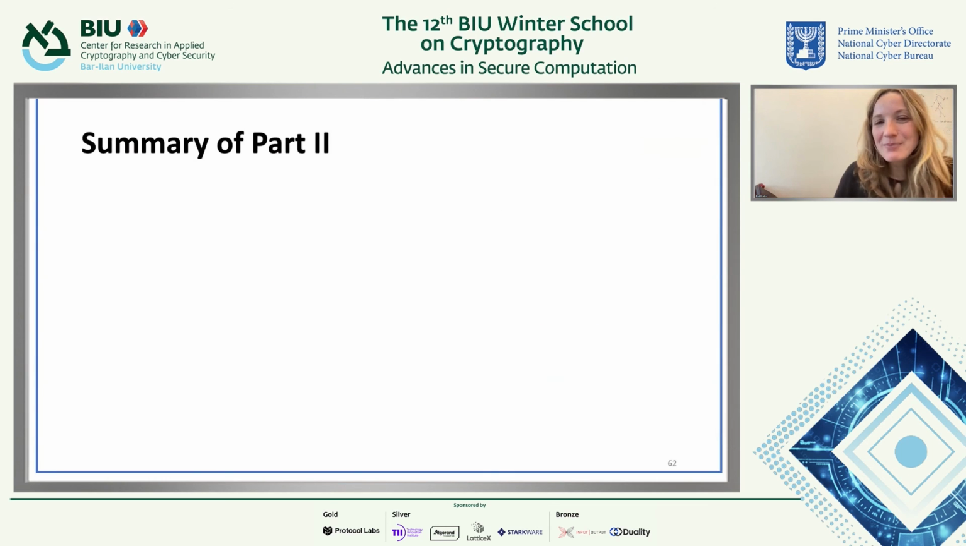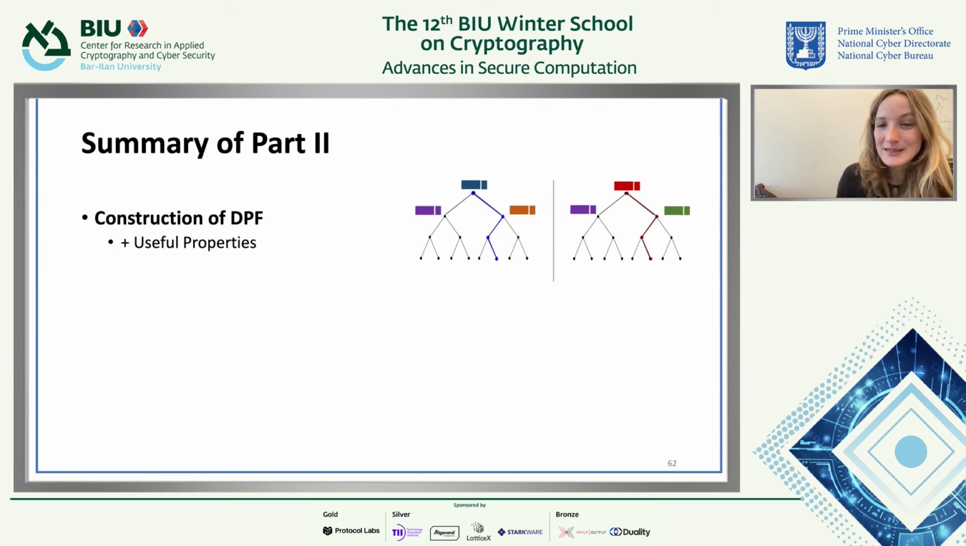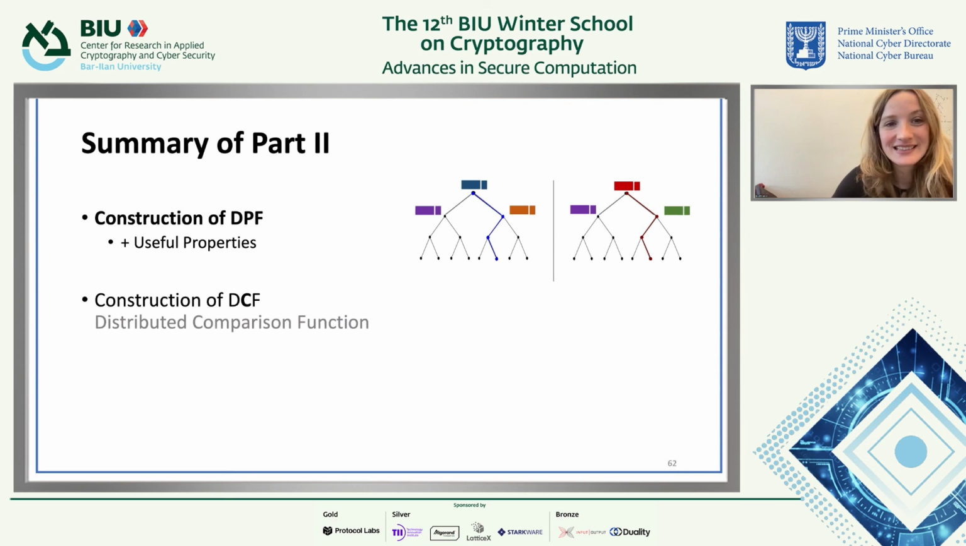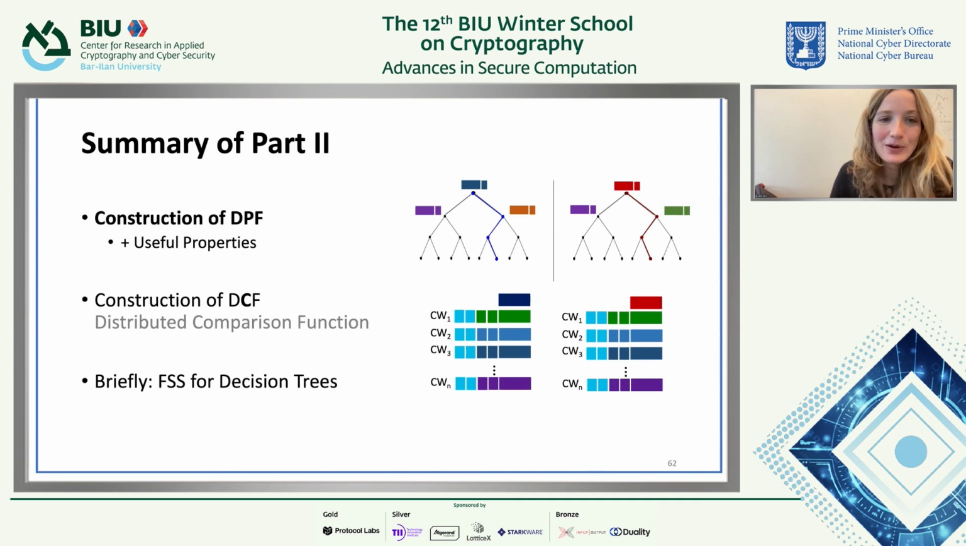Okay, so this is closing up part 2. Just to recap, what did you see? The first was diving into the construction of the most optimized DPF, together with some useful observations of properties. We saw how you can extend this to the more general case of distributed comparison functions. And briefly, I talked a little bit about FSS for decision trees.